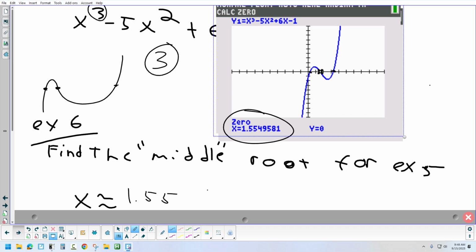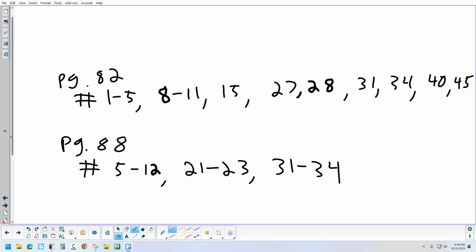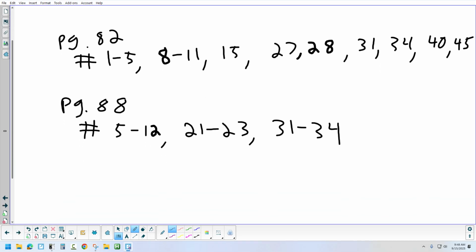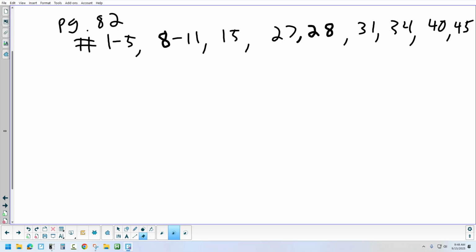Okay. So tomorrow we're going to look at 2.2. For tonight, the homework is on page 82. That says 1 through 5, 8 through 11, and then some single problems: 15, 27, 28, 31, 34, 40, and 45. Okay, so we'll go over that first thing, and then we'll pick up with our next lesson, which is 2.2.